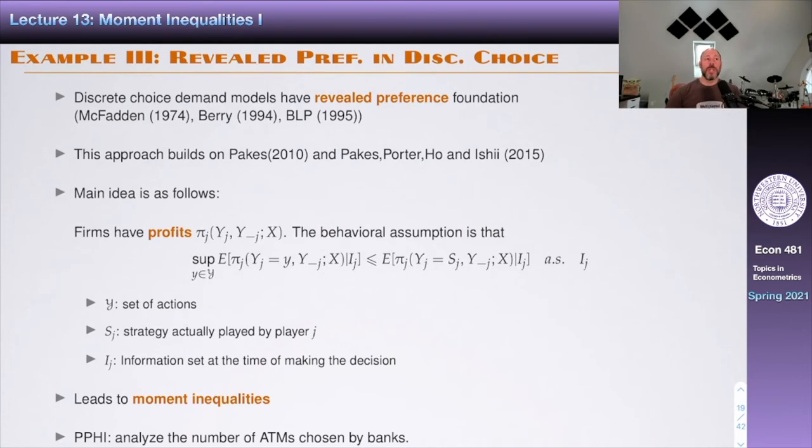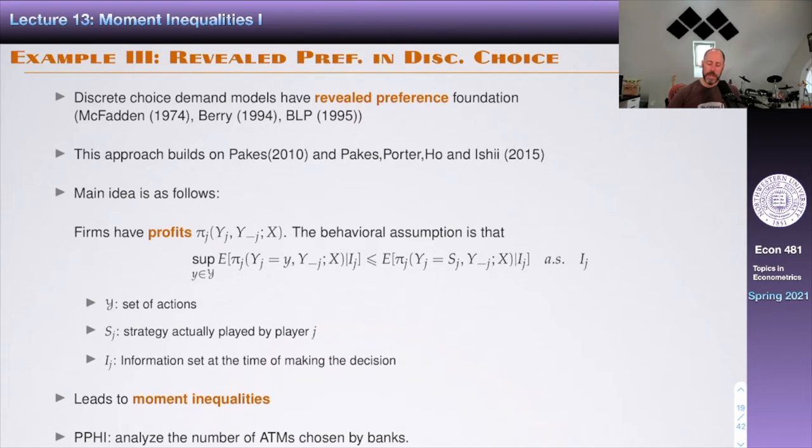The other very well-known example is the so-called revealed preference, which follows the idea that discrete-choice demand models have revealed preference foundations. Somebody makes a decision: a consumer making a purchase decision, a firm deciding to enter the market, a company deciding to sell a product in a market or not. All these decisions have revealed preference implications: if we assume that you're maximizing your utility or profits, the decision that you made led to higher profits than deviating from what you did. This is the so-called revealed preference inequality.